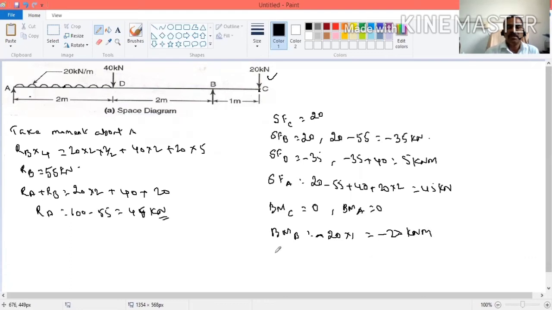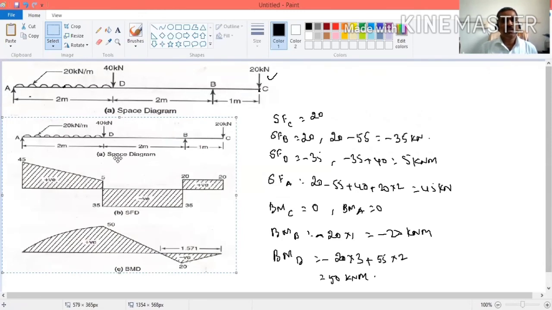What will be the bending moment at point D? Considering the right side, it is minus 20 into 3 plus RB, which is 55, into 2. 55 into 2 is 110, minus 60, so it is 50 kilonewton meter. Now you can draw the shear force and bending moment diagram.